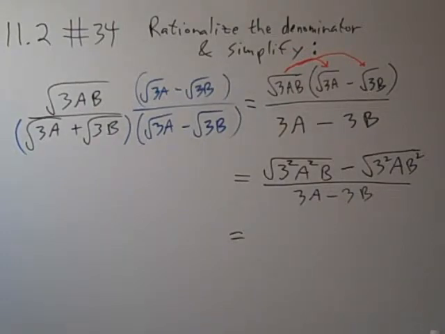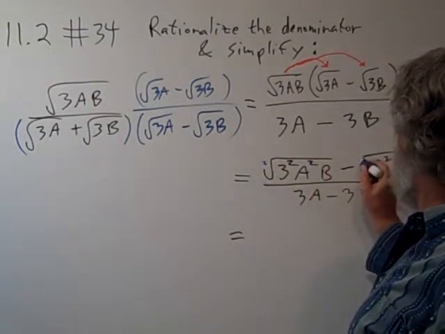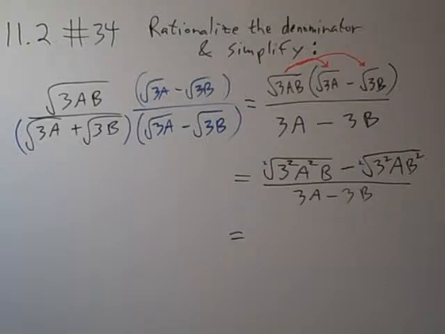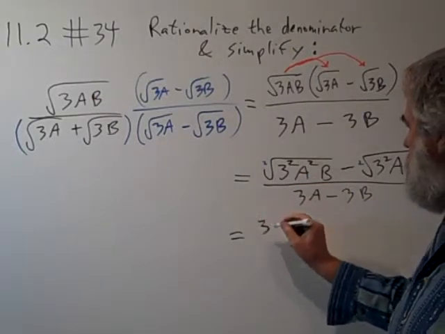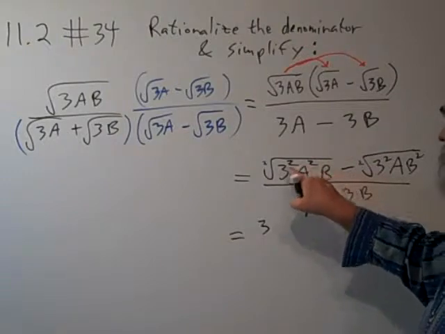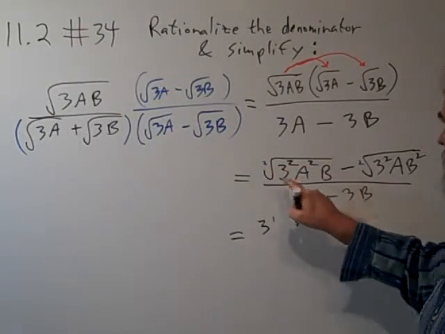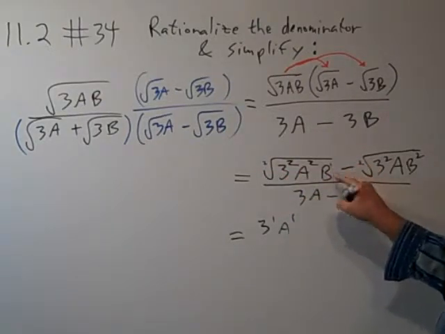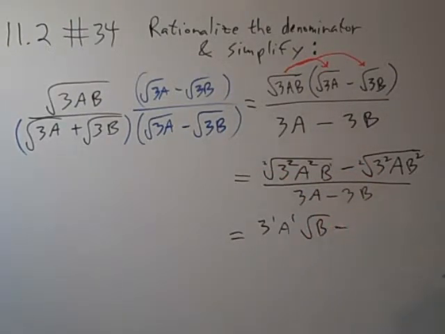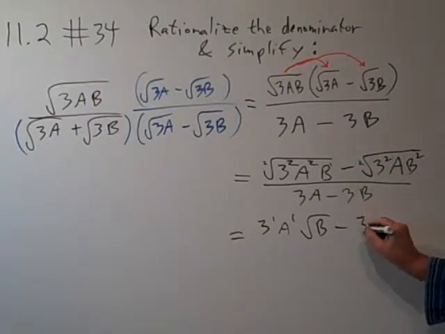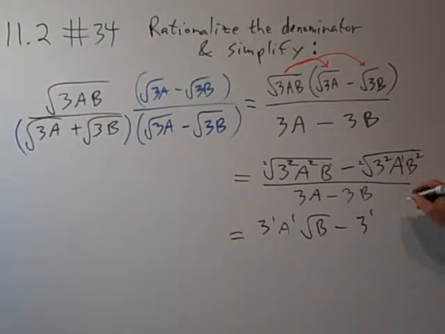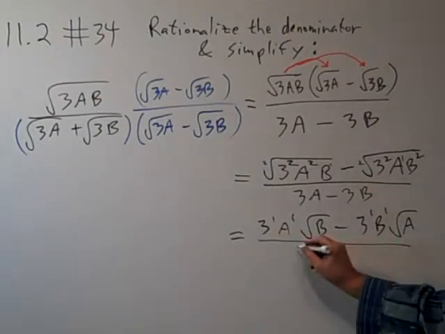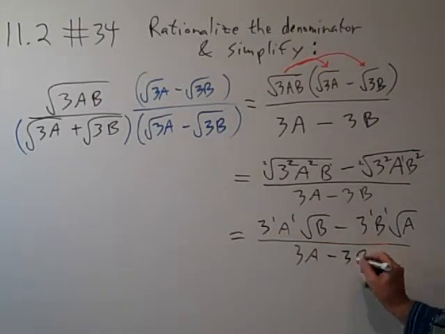Remember the little invisible 2 out here, if you want. We're dividing the exponents in half. 2 divides into 2 once, so 3 gets out. 2 divides into 2 once. And 2 doesn't divide into the 1, the exponent of the b, so it's radical b, minus. 2 divides into 2 once. 2 doesn't divide into 1, so that a remains. And 2 divides into 2 once, so a b gets out, over 3a minus 3b.